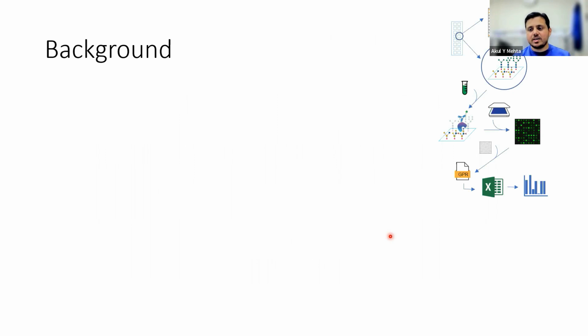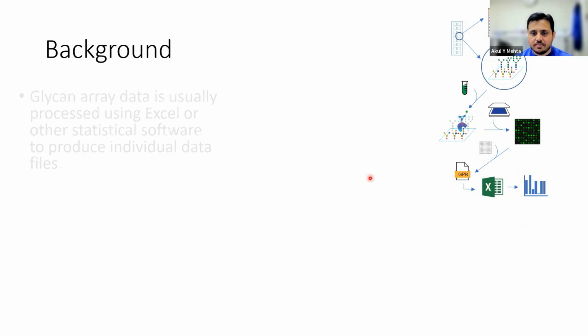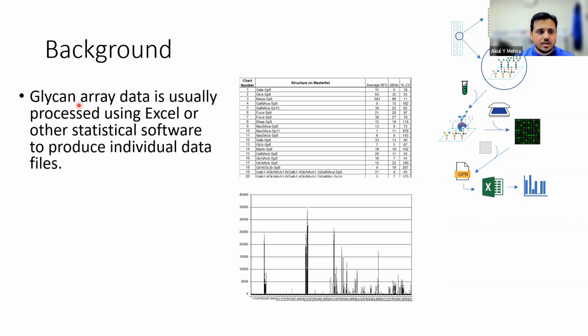So just to give you a background, this workflow of the array experiment we kind of covered in the first seminar of the seminar series. And at the end of the array experiment, we usually get an Excel file which has like bar charts. So glycan array data is usually processed using Excel or other statistical software, and you get a list of glycans with their sequences along with the signal intensity for these glycans.